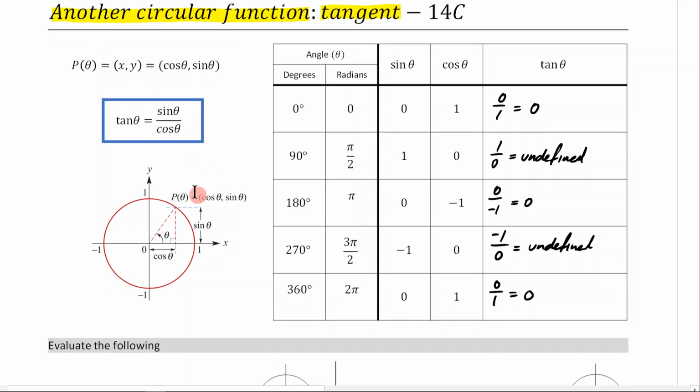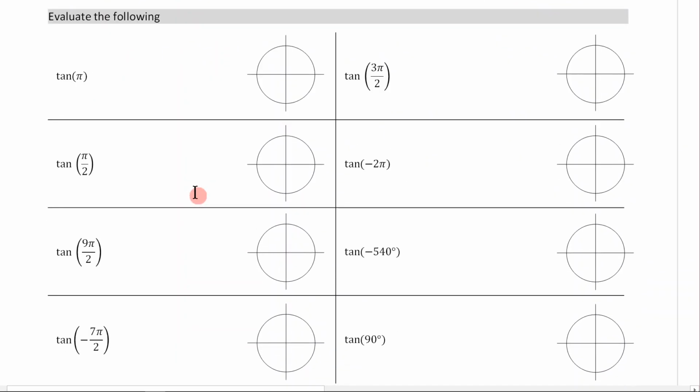So hopefully that's helpful. All right, let's now just see if we can answer a few of these. In your textbook for exercise 14C, you're only given questions like this. So nothing too tricky. Okay, so tan of pi. Well, if we think about that for a moment, that's 180 degrees. It's going to take me over here.